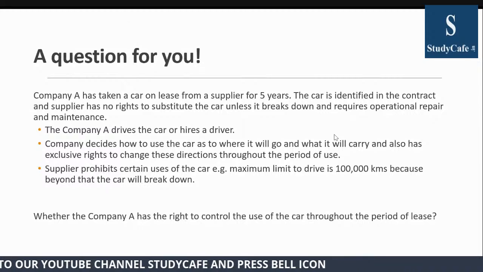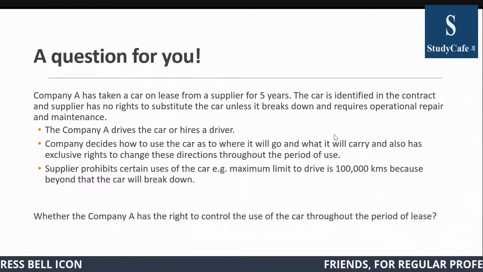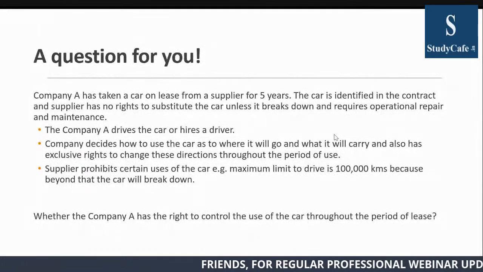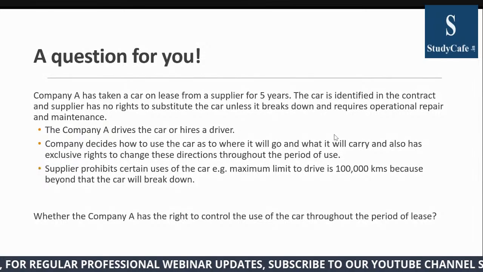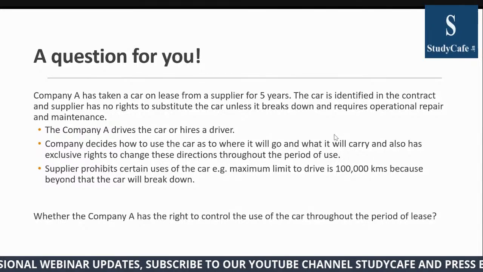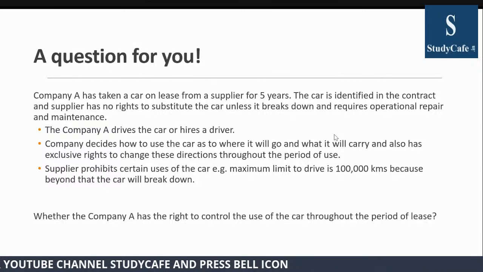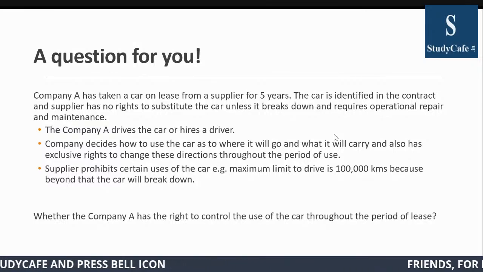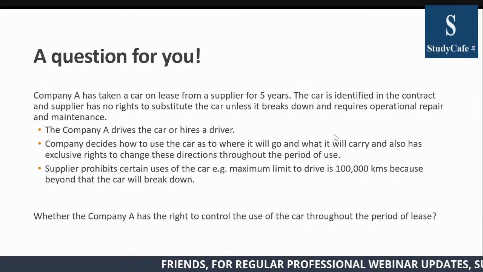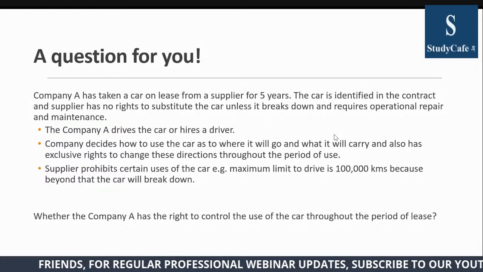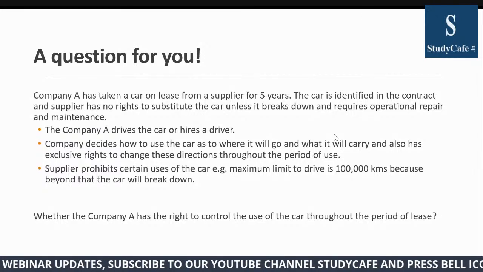So basically, Company A has taken a car on lease for 5 years from the supplier. It is an identified asset as per the contract. Company A decides whether it will drive the car by themselves or hire a driver. Also, the company decides how the car will be used, where it will go, and what it will carry. In fact, all the rights regarding changing these directions are with Company A. The supplier prohibits certain uses of the car. For example, the maximum limit to drive is 1000 kilometers, because beyond that, the car will break down.